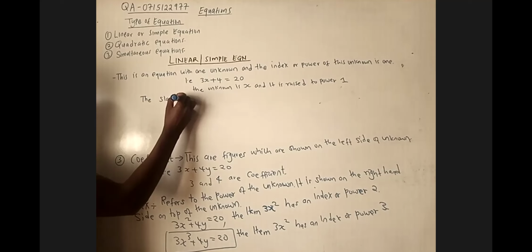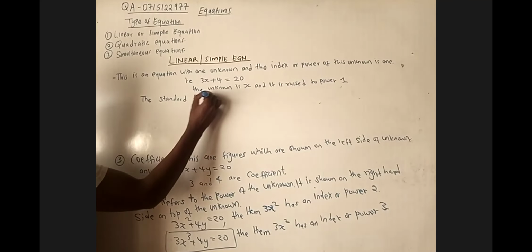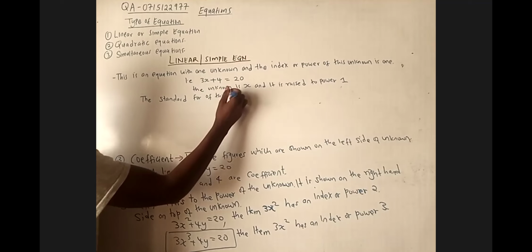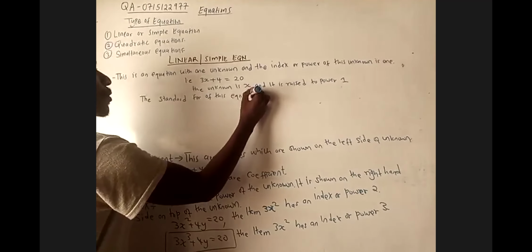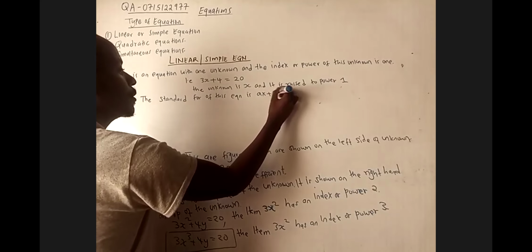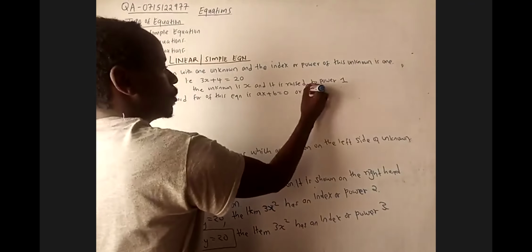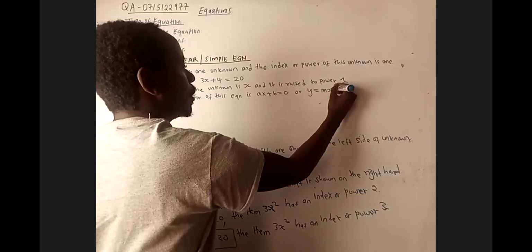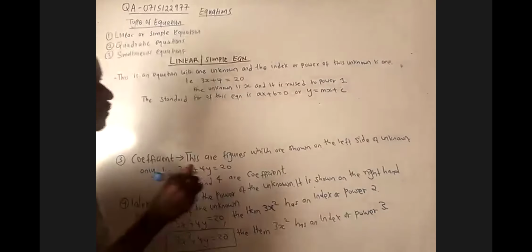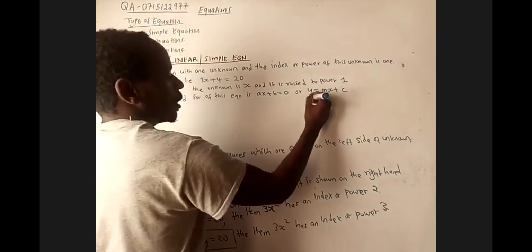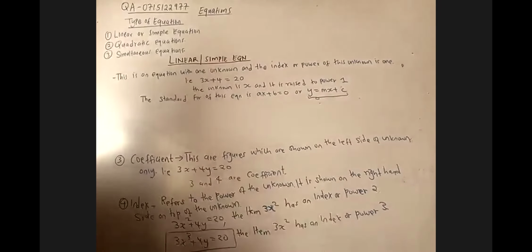The standard form of this equation is ax plus b is equal to 0. Or you can use this one: y is equal to mx plus c. Remember this one from your secondary level. That is a linear equation.